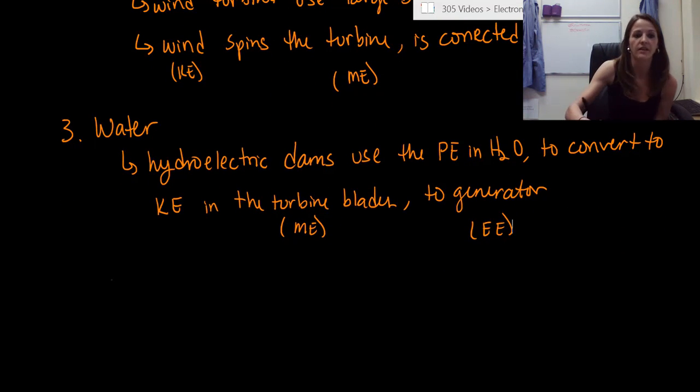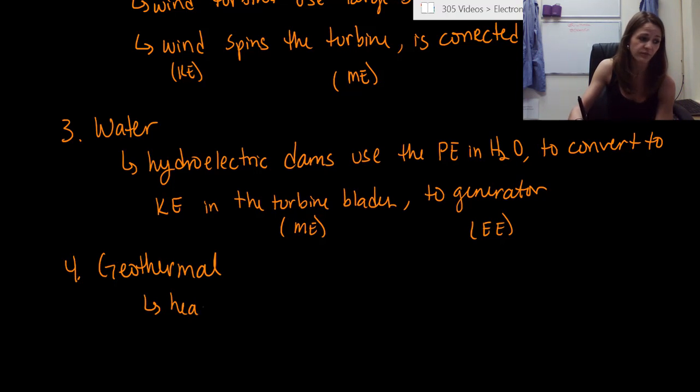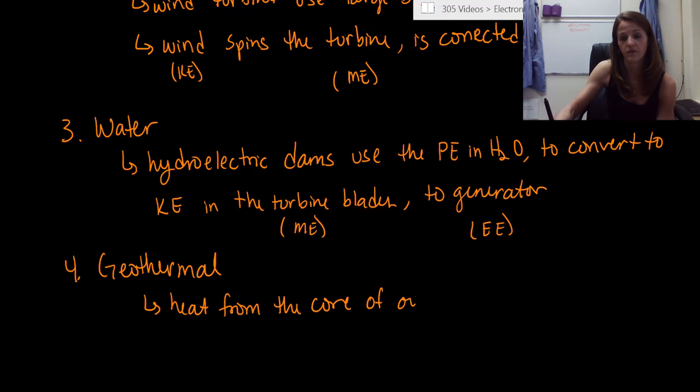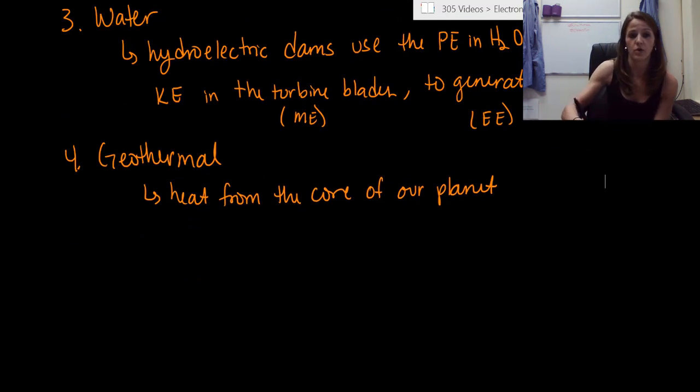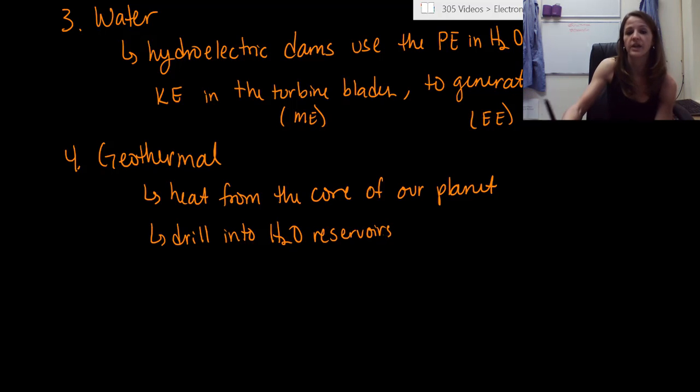Very, very neat. So now the last one I wanted to focus on is what we call geothermal. For this one, I just want to focus on the heat from the core of our planet. Okay? So what we do is we drill into water reservoirs. And what happens is we are able to release the hot water or the hot steam that's deep in the core of our water reservoirs, okay? So it's a very, very important thing. So we can release this heat.